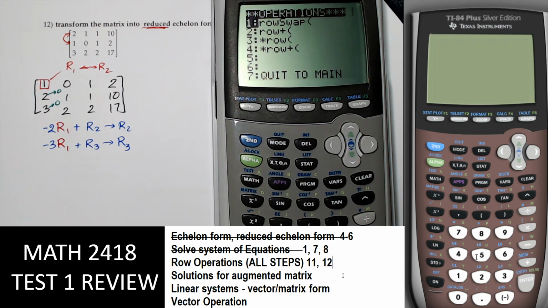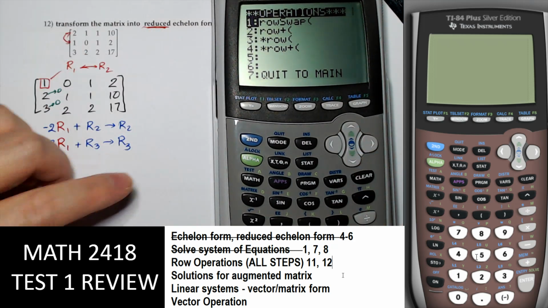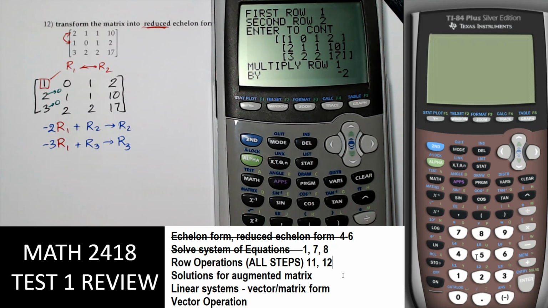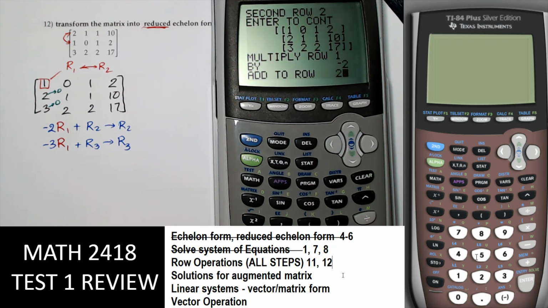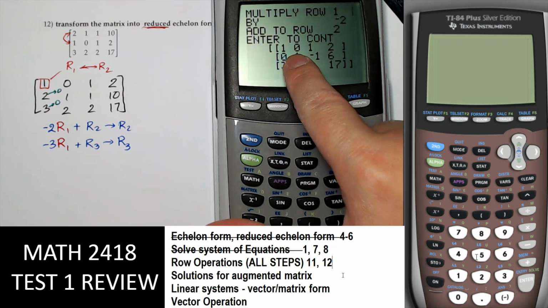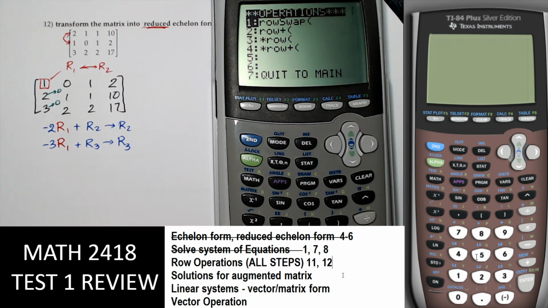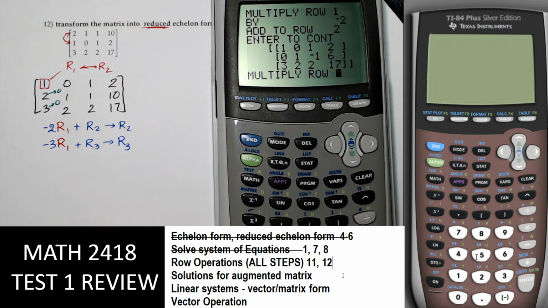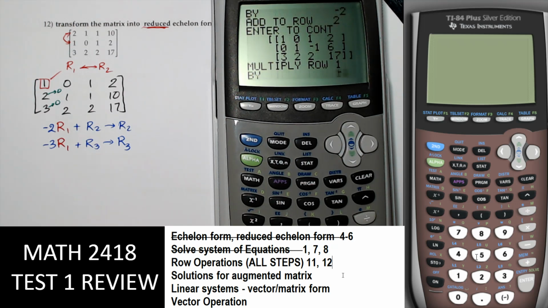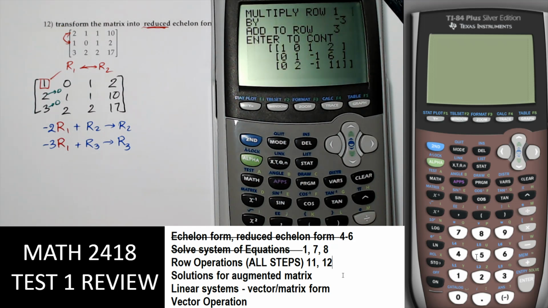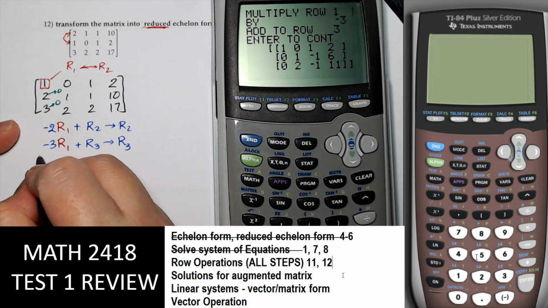I choose option number 4. Multiply row 1 by -2, add to row 2. Right, so that eliminates. Good. Enter to continue. Option number 4. Row 1 by -3 and add to row 3. So that's good. I'm going to copy from the screen.